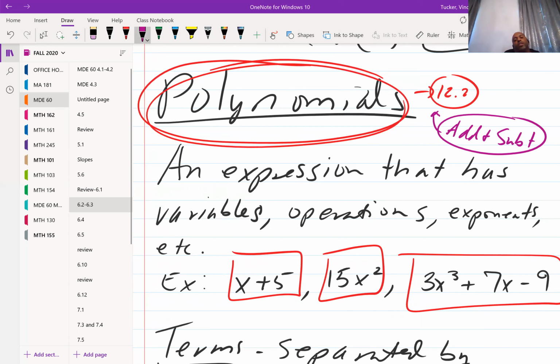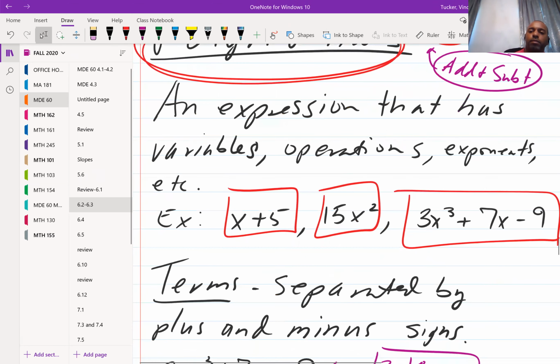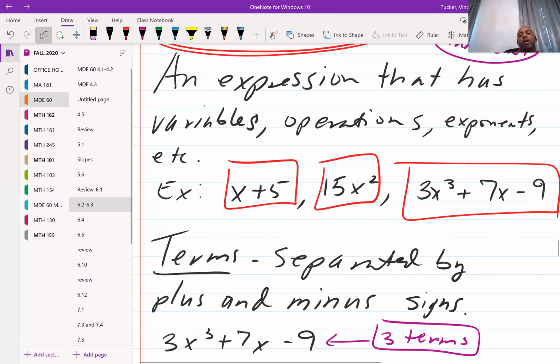All right, so a polynomial is just an expression that has variables, operations, exponents, etc. So x plus 5, 15x squared, 3x cubed plus 7x minus 9 are all examples of polynomials. All right, your terms are separated by plus and minus signs. That dictates how many terms that you have.